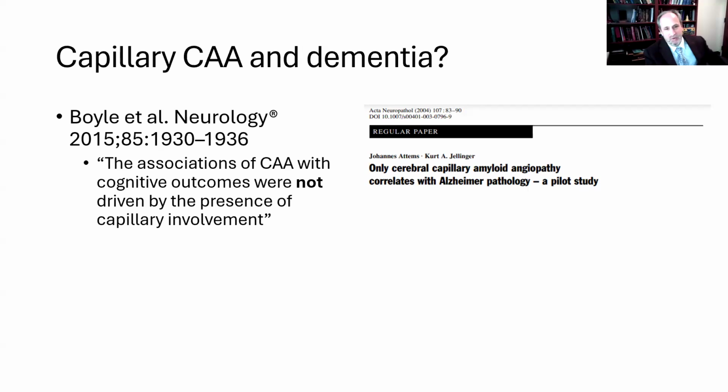And again, I just bring up these details because we now have agents that are targeting A beta, including in the parenchyma and including in the blood vessel walls, as we'll see. So a detailed understanding or background in cerebral amyloid angiopathy, I think, is going to be more and more important going forward.